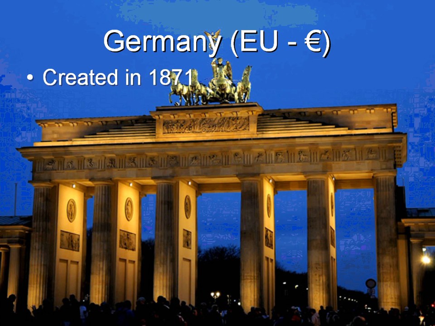Some of them were larger than others. Some of them might be the size of Forest Lake. Many different countries together. They all spoke German, but they had their own religions. There were certain religions in the north, certain religions in the south. But eventually in 1871, they combined.